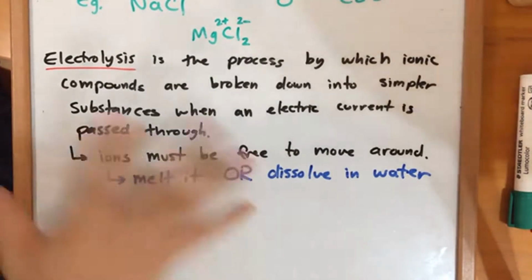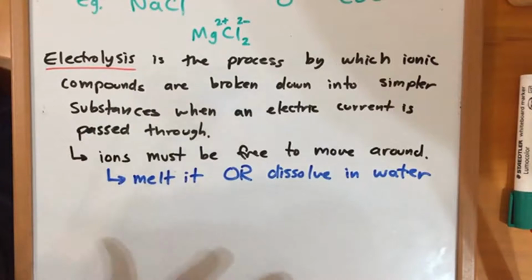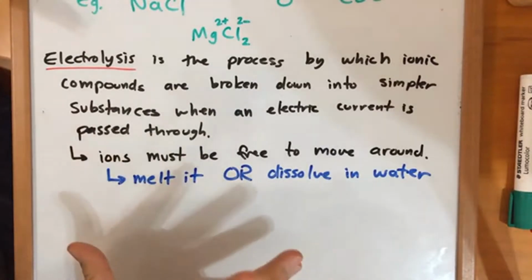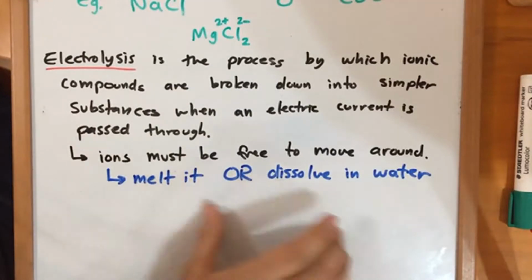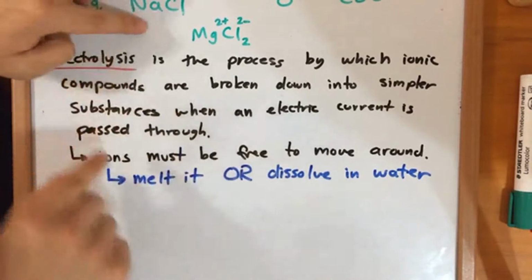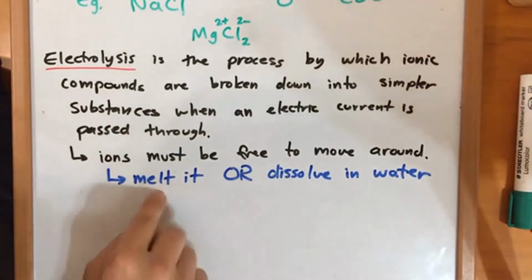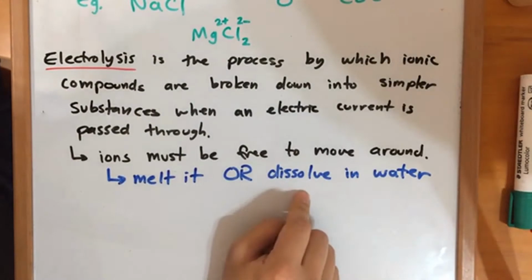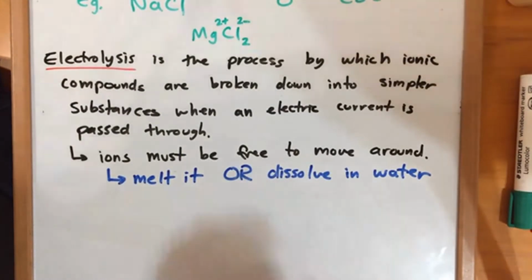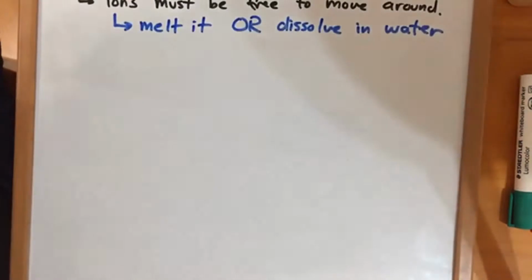So we've kind of set up the stage for electrolysis to work. We have an ionic compound that we're trying to break apart, so sodium chloride, magnesium chloride, whatever it is that we're trying to break apart, we have it either melted or we have it dissolved in water. So let's draw out the basics of electrolysis.